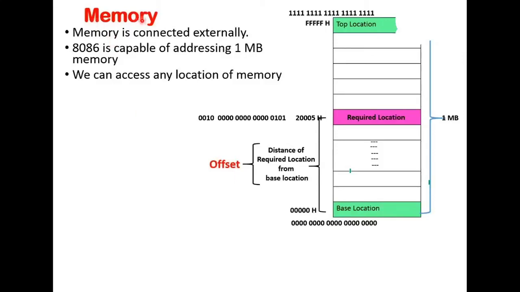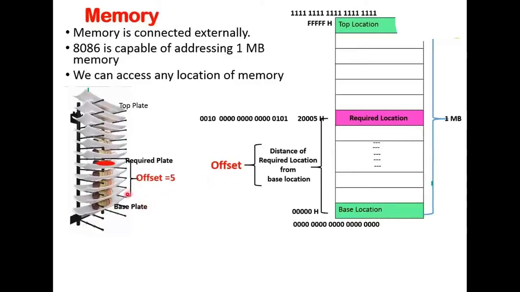So remember, external memory means a total of 1 MB memory size, and each memory location consists of 20 bits. The starting memory location we call the base location, and the final memory location we call the top location. The starting memory location is represented with 00000, and the final memory location is represented with FFFFFH. And what is offset? Offset is nothing but the distance of the required location from the starting location, or we can say base location, right?